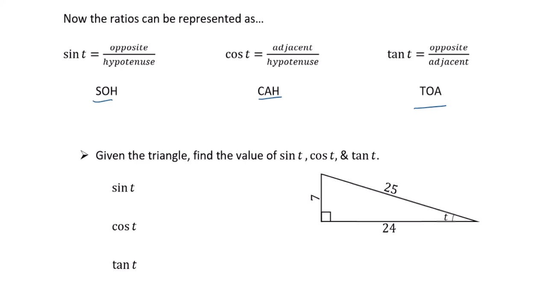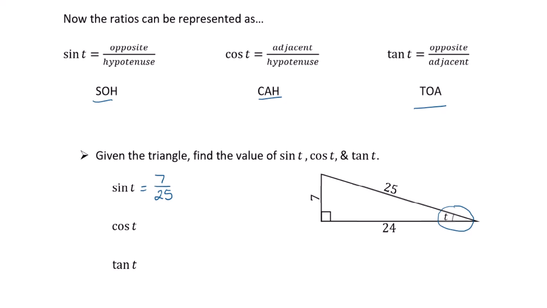Given the triangle, find the value of sine t, cosine t, and tangent t. We identify the angle t is in this position. Sine is the opposite side of 7 divided by the hypotenuse of 25. So sine of t is 7/25.